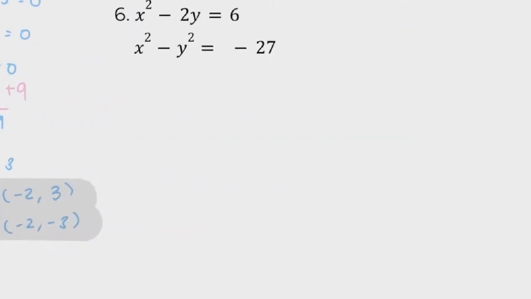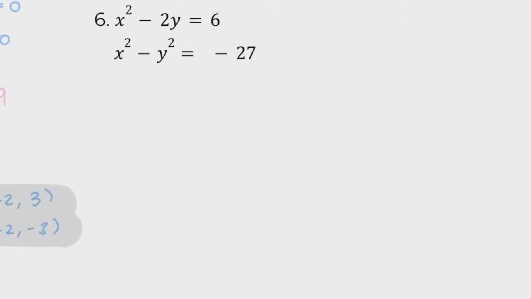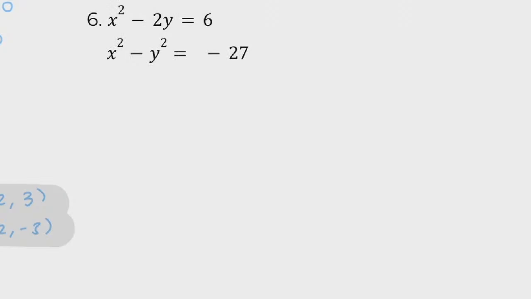Okay, next one we have x squared minus 2y equals 6, and x squared minus y squared equals negative 27. So in this case, we can't cancel out the y's because one is just y and one is y squared, so we have to cancel out the x. So I'm going to multiply the bottom equation by a negative. So the top one's going to stay the same. And the bottom one becomes negative x squared plus y squared equals 27.